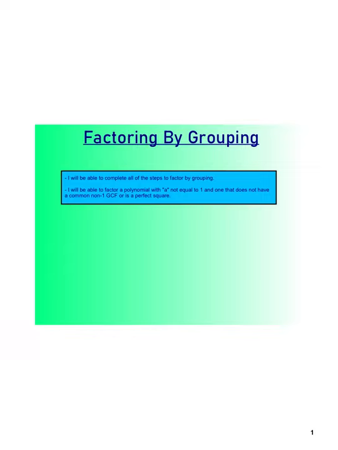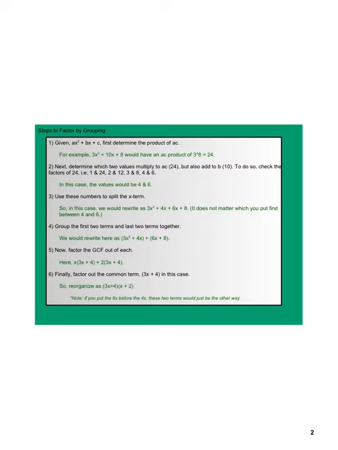Back here with Unit 8, Lesson 4, which is factoring by grouping. A couple of things we're hoping to accomplish here today is to be able to complete all the steps to factor by grouping, and to really be able to factor when that a value is not equal to 1. So that term in front of our x squared is not equal to 1 and does not have a greatest common factor to pull out of there, or a perfect square for that matter.